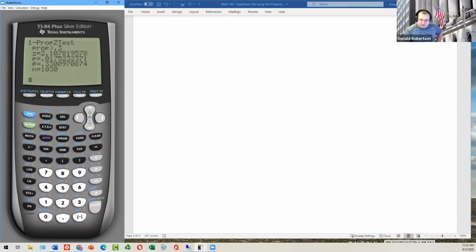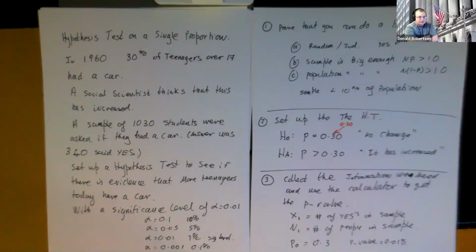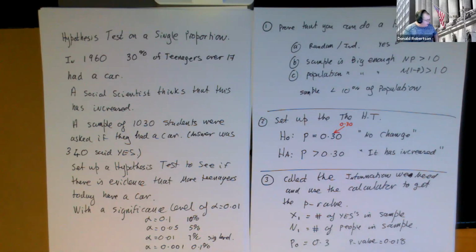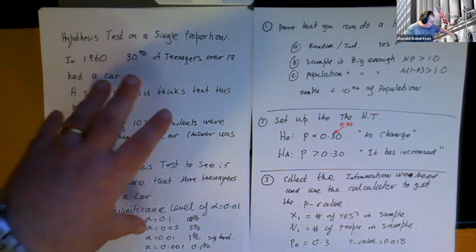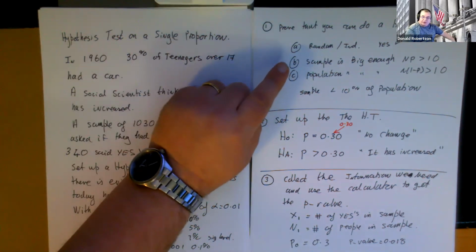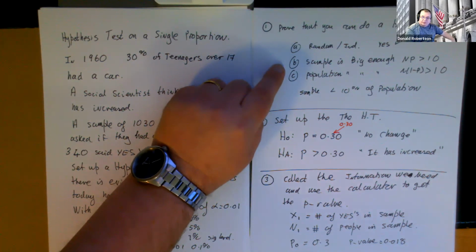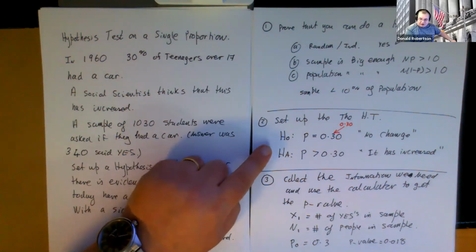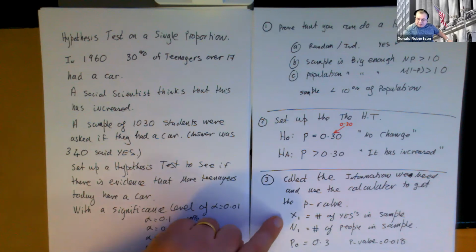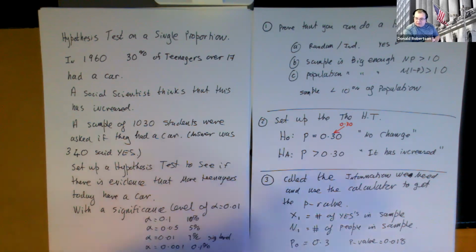Okay, let me pause for a second. Quite a lot to take in there. Is there anything you'd like me to go over while I'm doing this? There we go. Are we happy about, we've got our story, that right now it's broken into 3 pieces. Prove that you can actually do a hypothesis test, then setting it up, and then collecting the data so you can get the p-value. So far, so good? Yeah.